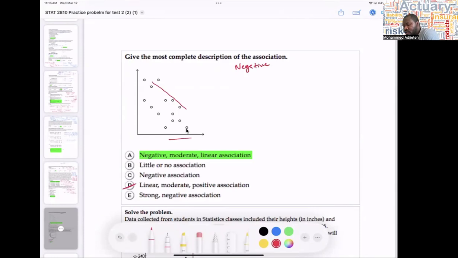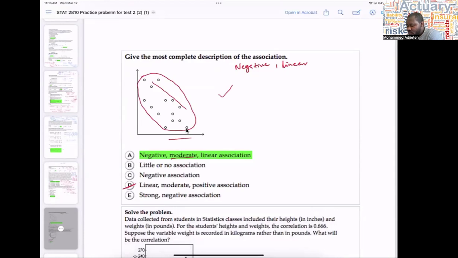Okay. And then what can we see? We can also see that it is linear, right? So negative, we could also see linear. And then to determine whether it's strong or moderate, let's try to draw a circle in here. Our circle is a bit wide, so we can see this as moderate. So a negative, moderate, linear association. So that is correct. Let's proceed to the next one.